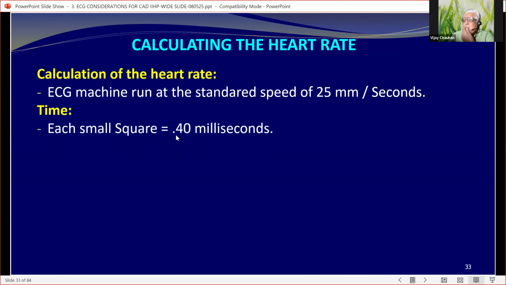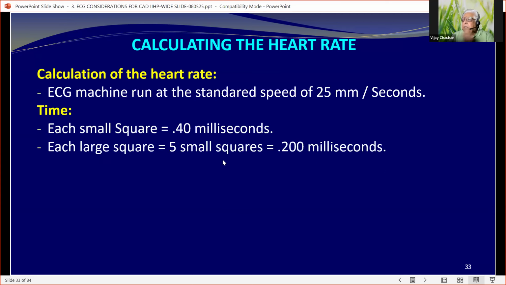So each small square is 0.04 second. Please remember timing. Each small square represents 0.04 second, and each large square, 5 small squares, is equivalent to 0.2 second or 200 milliseconds.